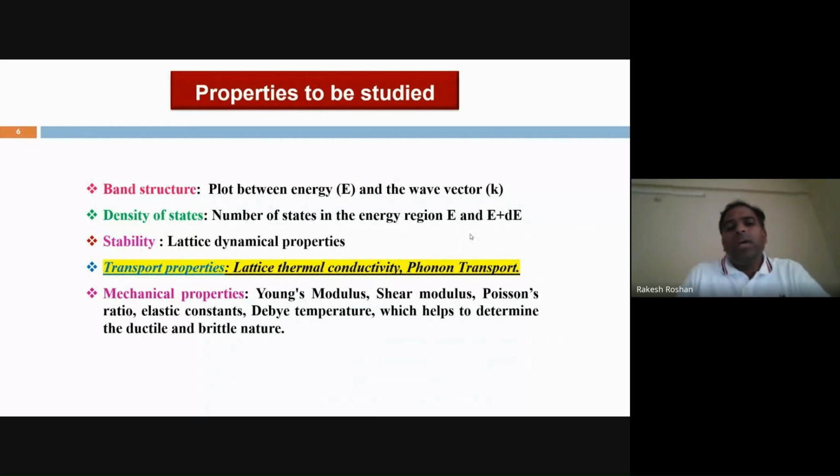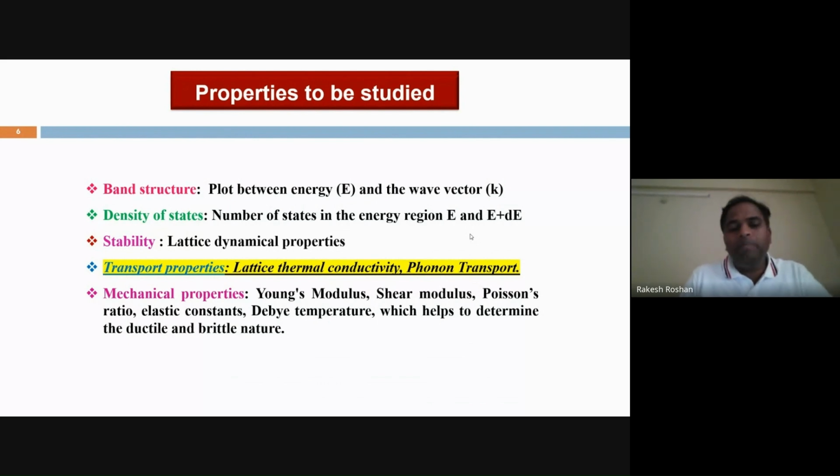And we can also calculate the mechanical properties and look for the mechanical stability using the elastic constants, bulk modulus, rigidity modulus, and all of that. And we can also talk about the nature of the substance depending on the values that we get. Is it ductile? Is it brittle? All of that could be studied.